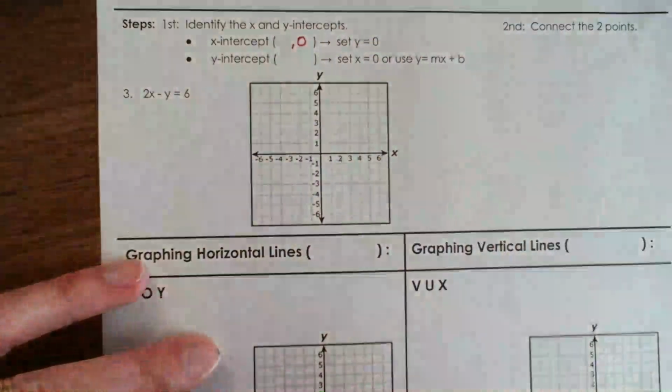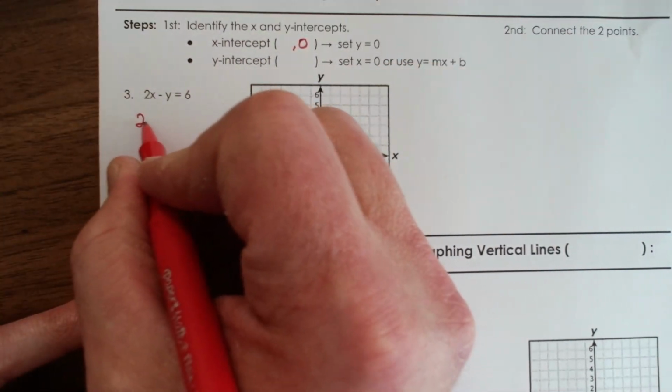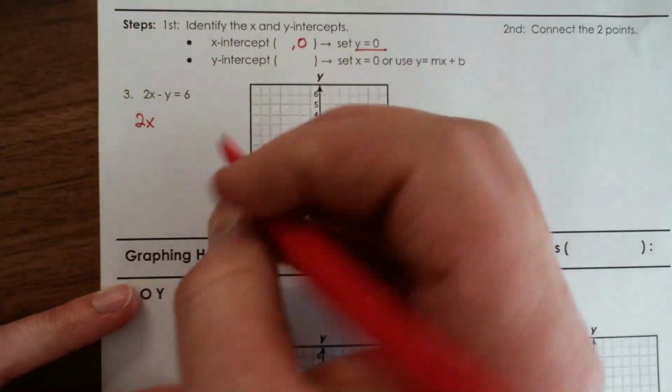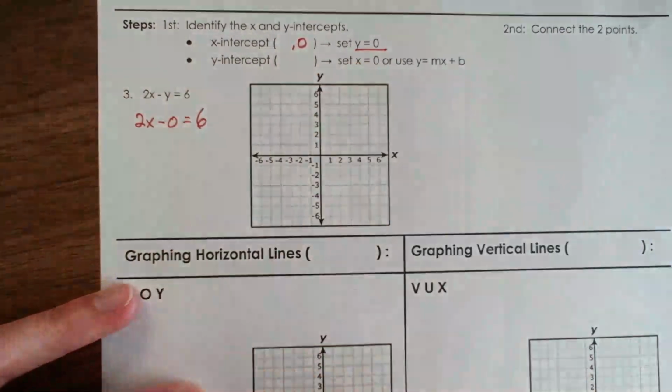So here's what this looks like in practice. I don't know what x is, so I'm going to say 2x. I know what y is. Y has to be 0. So I say minus 0 equals 6.